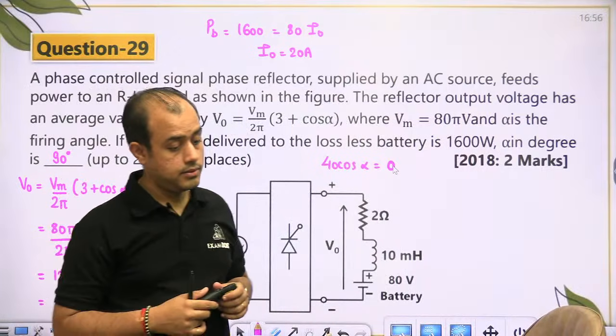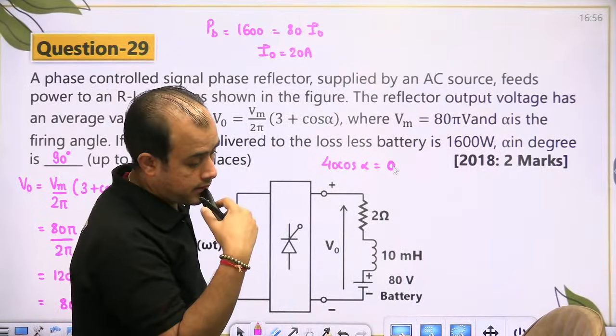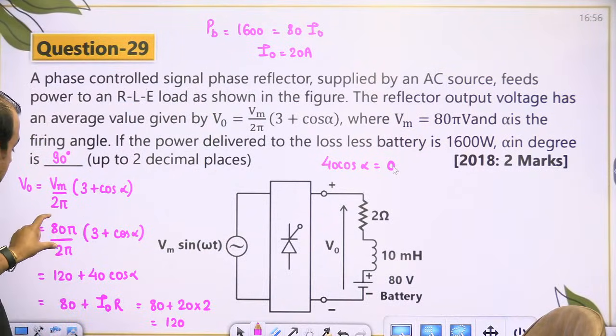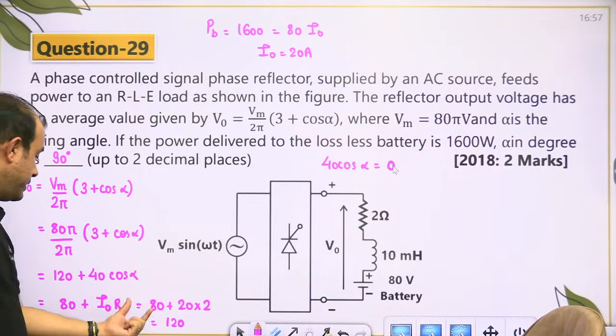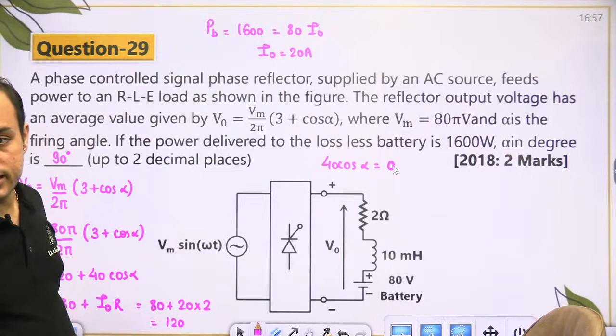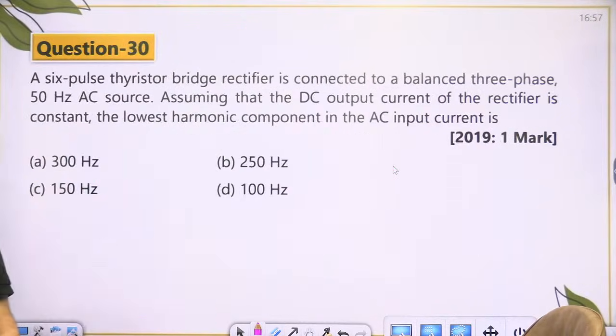ये आ रहा है यार. Em is 80 pi. 80 pi by 2 pi 40. 120 plus 40 cos alpha. पावर दे रखी है बैटरी की 1600. तो करंट आया 20. 20 इंटू 2 40. 40 प्लस 80 120 आया. ये भी 120 प्लस 40 cos alpha आ रहा है. 90 आ रहा है ना. चलो ट्राई द नेक्स्ट वन.